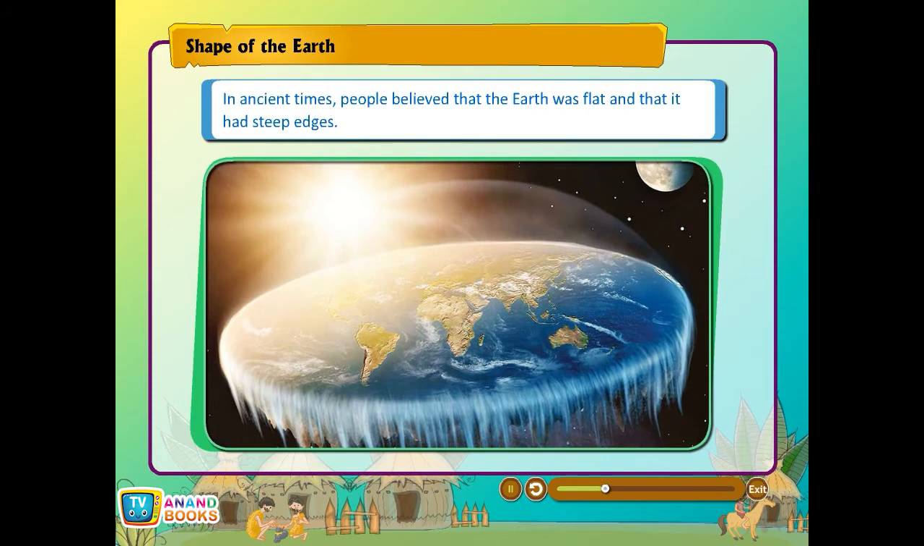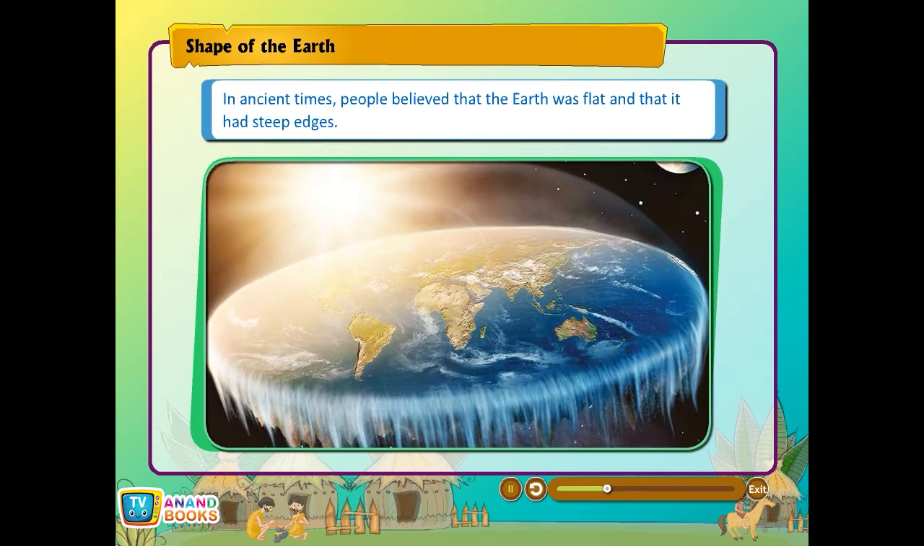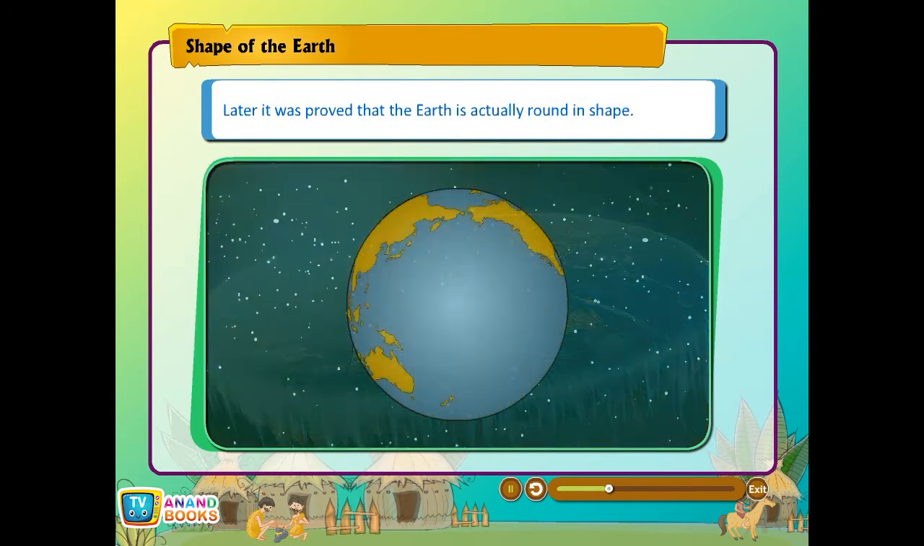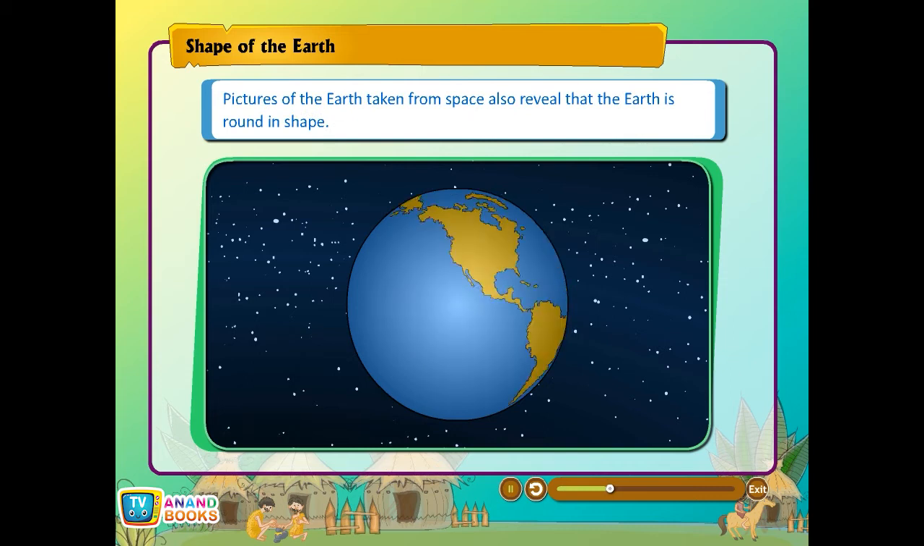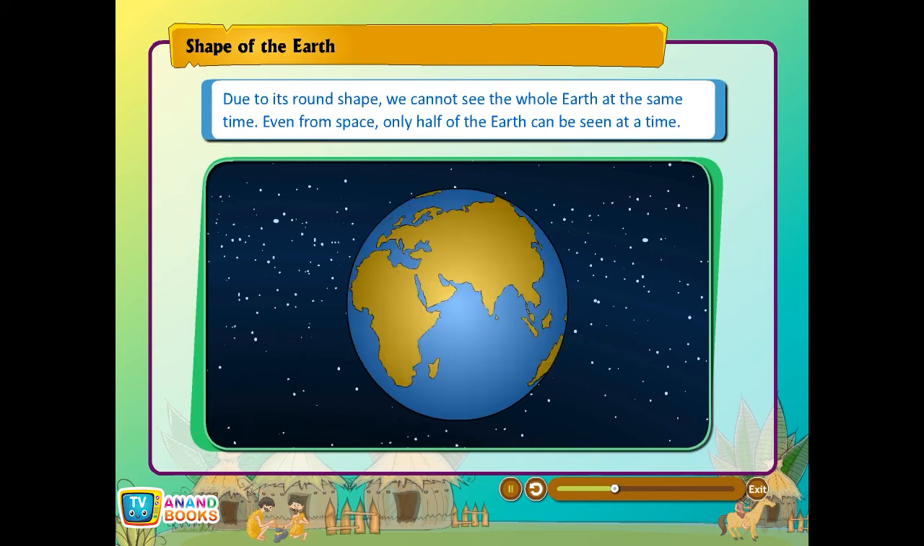Shape of the Earth. In ancient times, people believed that the Earth was flat and that it had steep edges. Later, it was proved that the Earth is actually round in shape. Pictures of the Earth taken from space also reveal that the Earth is round in shape. Due to its round shape, we cannot see the whole Earth at the same time. Even from space, only half of the Earth can be seen at a time.